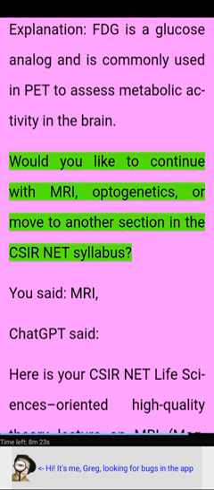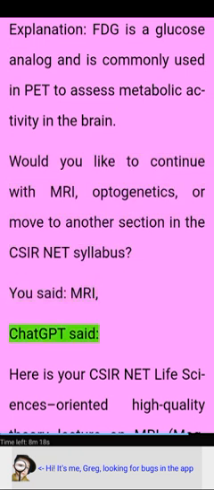Would you like to continue with MRI, optogenetics, or move to another section in the CSIR NET syllabus? You said, MRI. ChatGPT said.